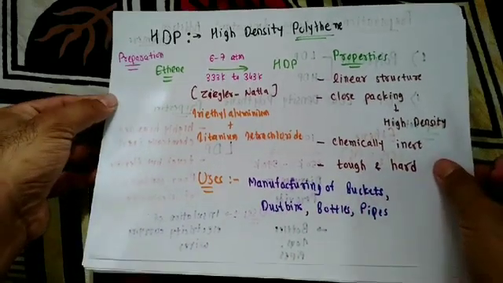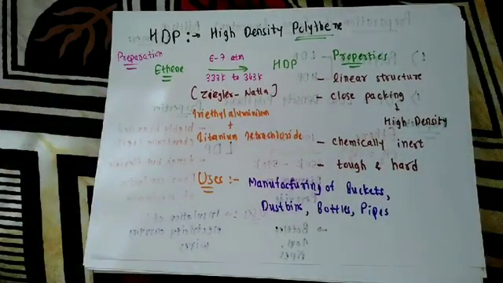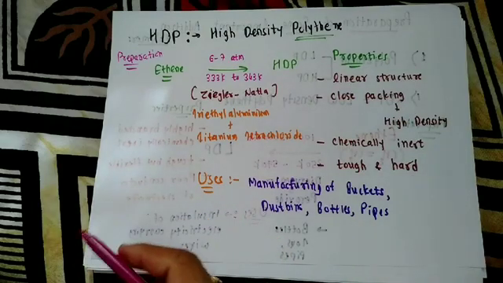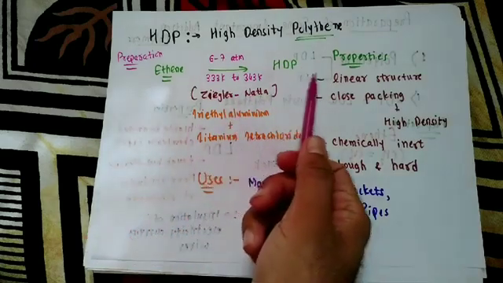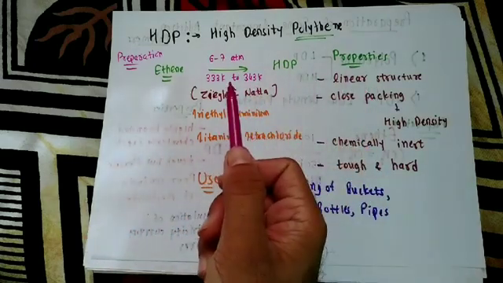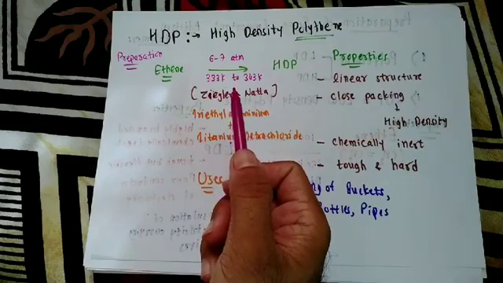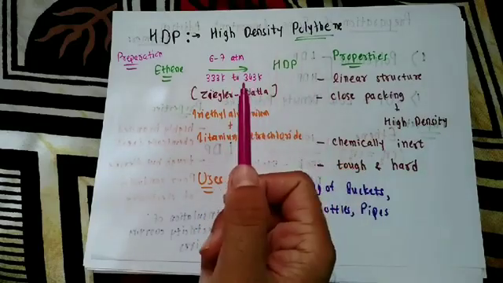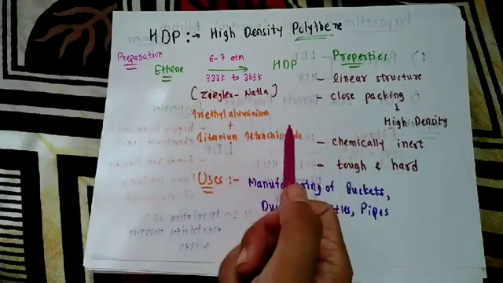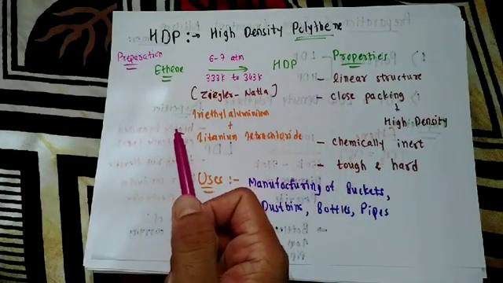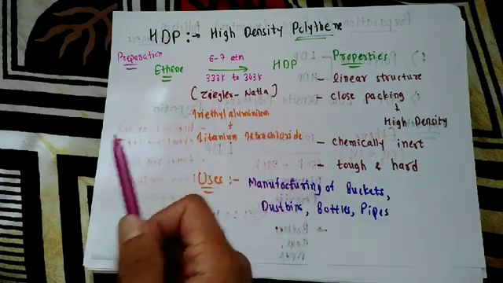In the exam you will be asked to differentiate HDP and LDP. So remember the main difference. LDP has a branched structure, whereas HDP has a linear structure. LDP is not that dense, whereas HDP is dense. Remember the uses and properties of HDP and LDP to differentiate them.